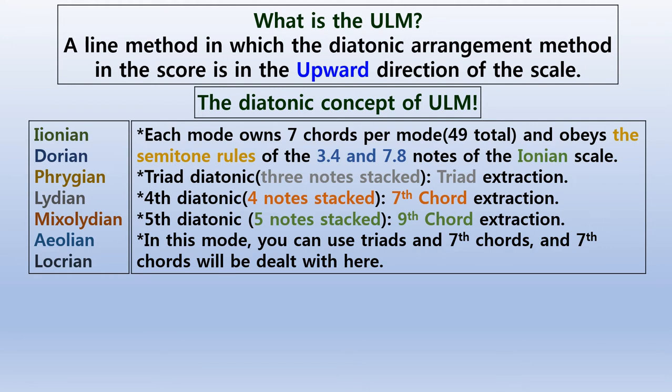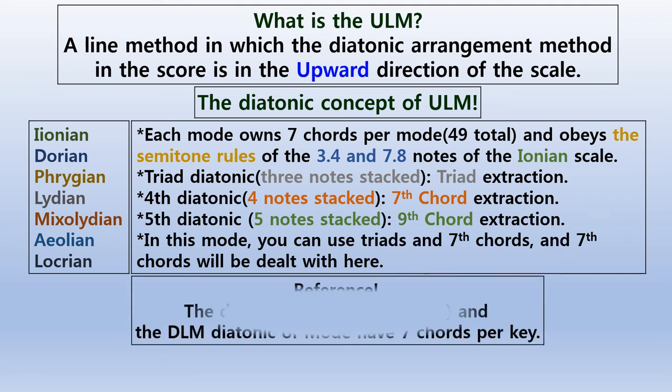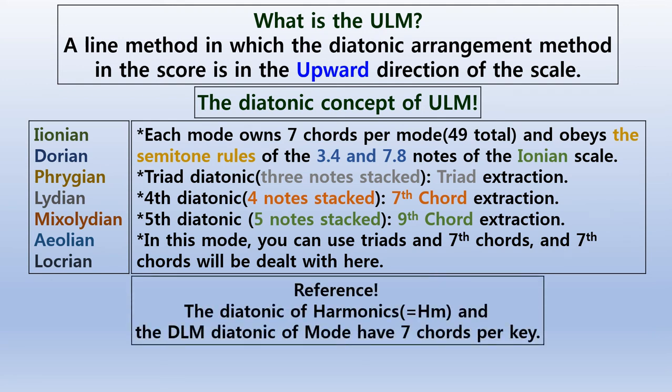A diatonic has a 3-note diatonic, a 4-note diatonic, and a 5-note diatonic. In a diatonic consisting of 3 scales, a triad is created, and in a diatonic consisting of 4 scales, a 7th chord is created. Also, a diatonic consisting of 5 scales produces a 9th chord. In this mode, you can use the 3rd chord and the 7th chord, and the 7th chord will be dealt with here. For reference, the diatonic of harmonics and the downward line method diatonic of the mode have 7 chords per one tonal.